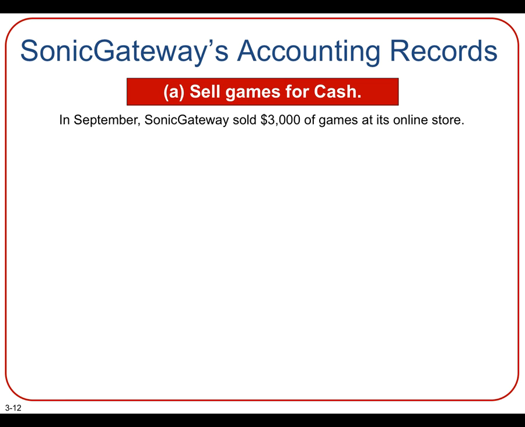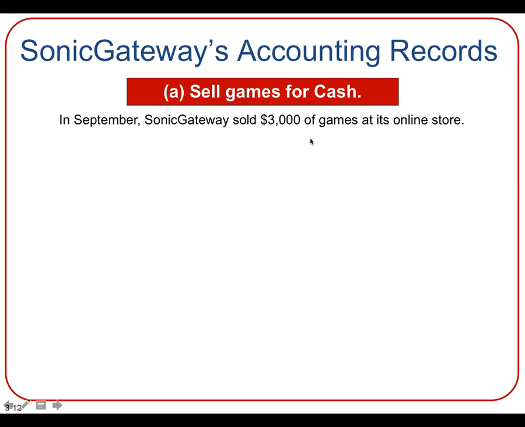Okay, let's go through these transactions. Transaction A. Sonic Gateway sells games for cash. In September, Sonic Gateway sold $3,000 worth of games at its online store, and you sold it for cash, right? So Sonic Gateway receives the cash right away, and you sold the $3,000 of games, giving them to your customer right away. So can you record revenue? You see the word sold, which means the earning process is already finished. You sold your product, so you can record your revenue.